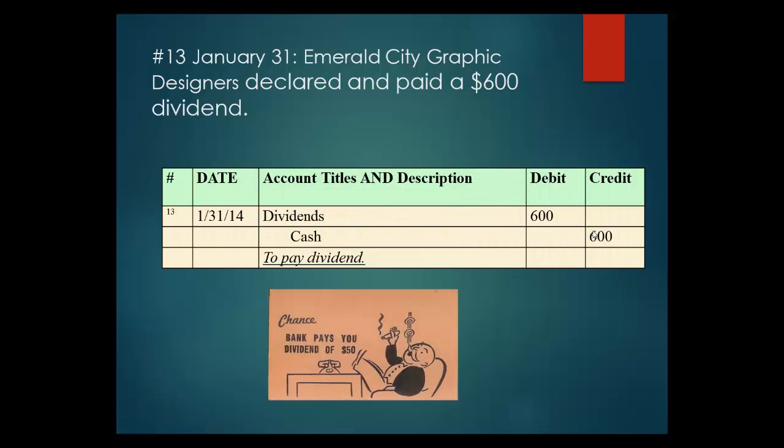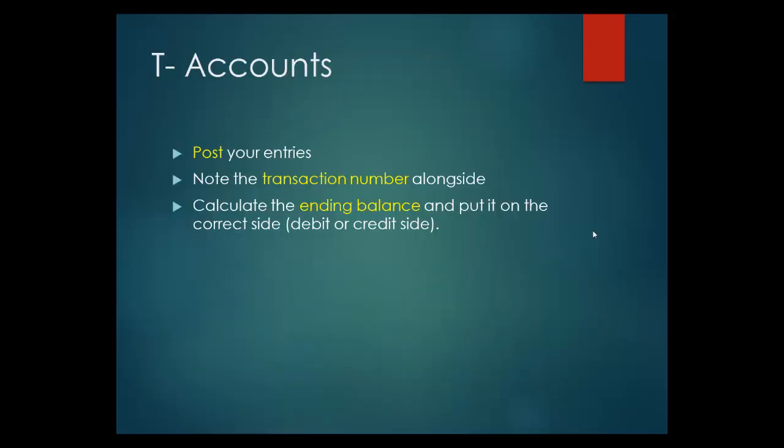Dividends is charged $600, cash is reduced $600. All right, so we've just done 13 transactions, and I would encourage you to review them and put the video on pause and try to guess at the answer or figure out the answer and then get the answer. But really be familiar with these transactions.